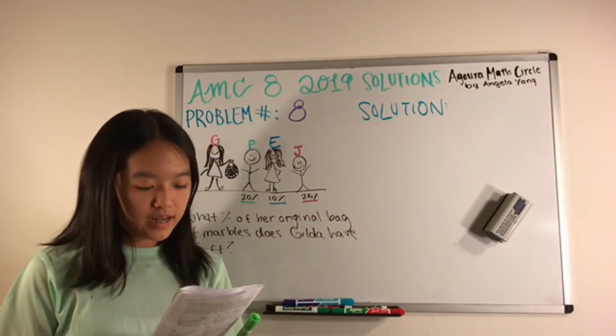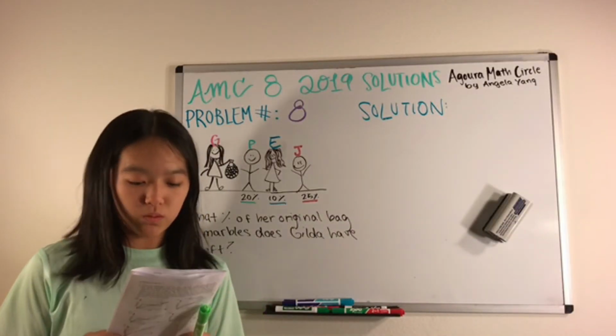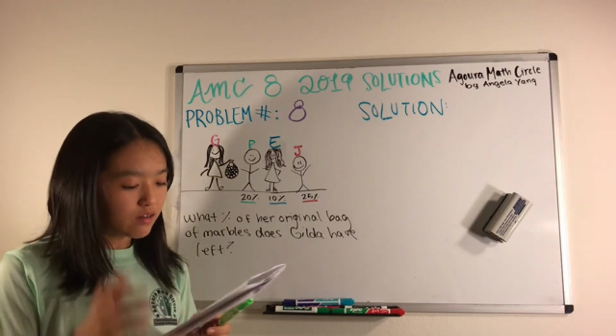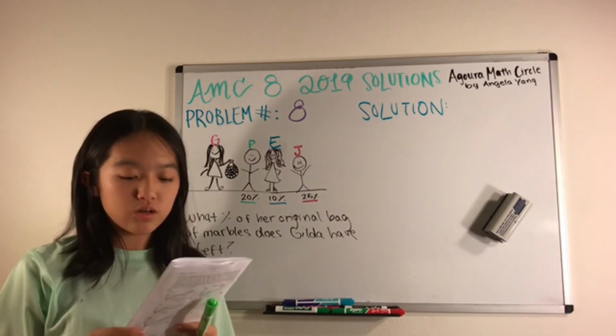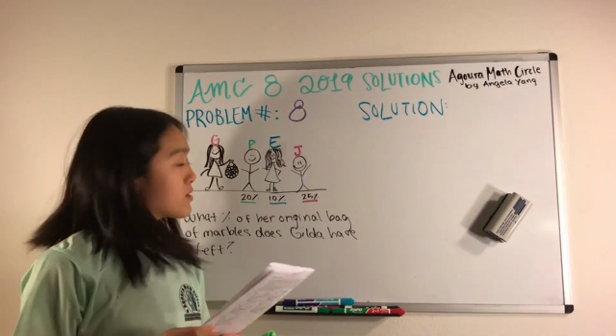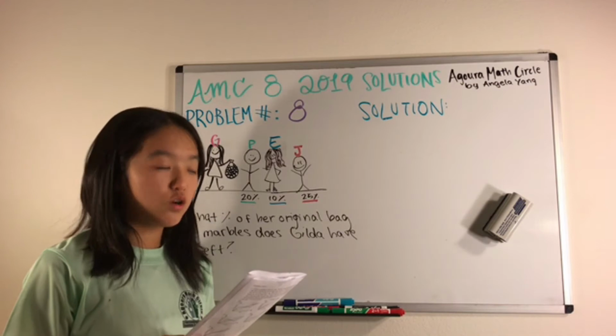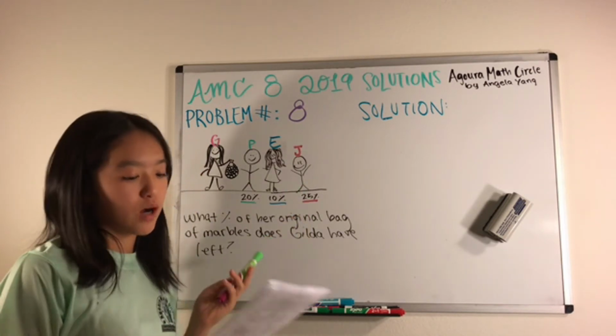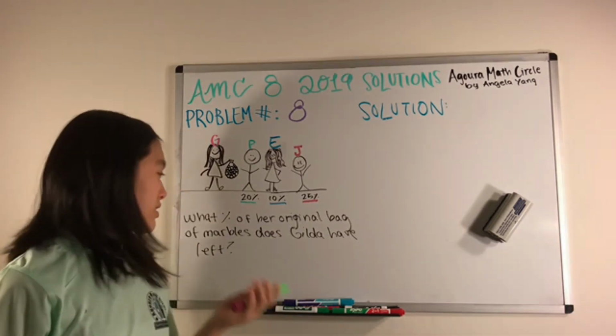Problem number 8 states, Gilda has a bag of marbles. She gives 20% of them to her friend Pedro. Then Gilda gives 10% of what is left to another friend, Ebony. Finally, Gilda gives 25% of what is now left in the bag to her brother, Jimmy. What percentage of her original bag of marbles does Gilda have left for herself?